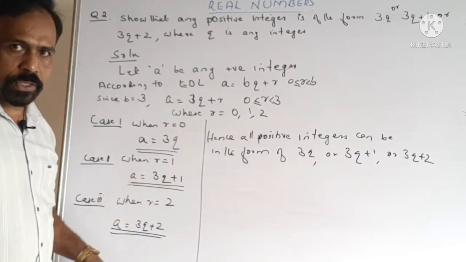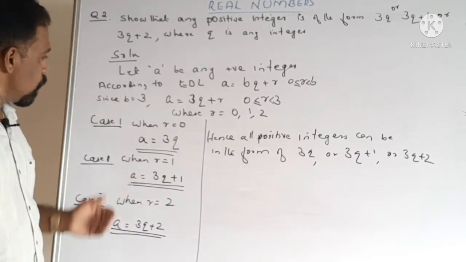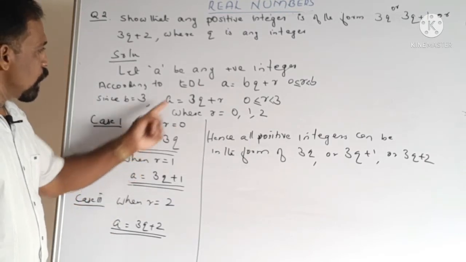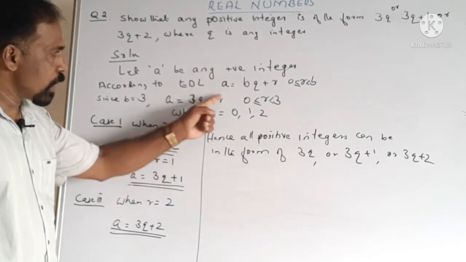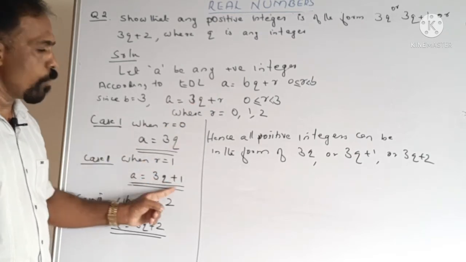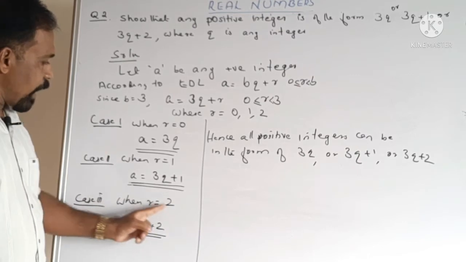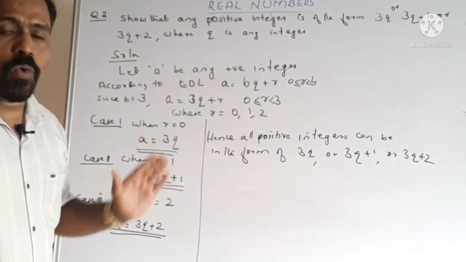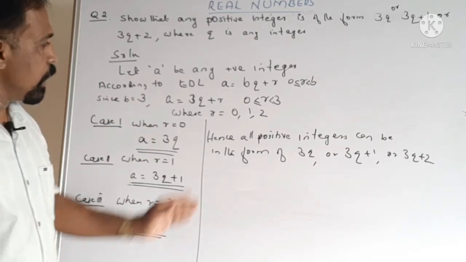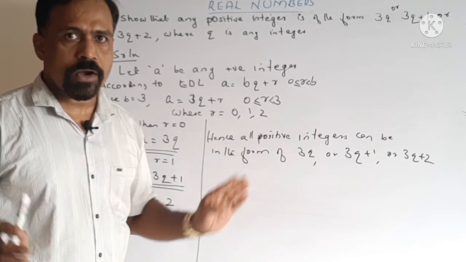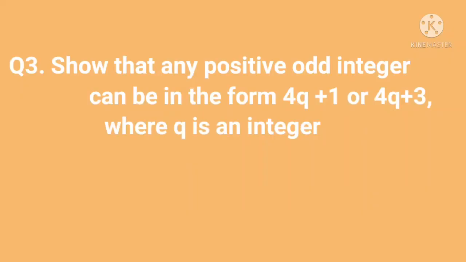Now there are 3 cases. Take case by case. Case 1, when r is equal to 0, we get a is equal to 3q. Case 2, when r is equal to 1, we get 3q plus 1. And case 3, when r is equal to 2, we get 3q plus 2. Hence, we can write all positive integers in either of these 3 forms: a is equal to 3q, 3q plus 1 or 3q plus 2.